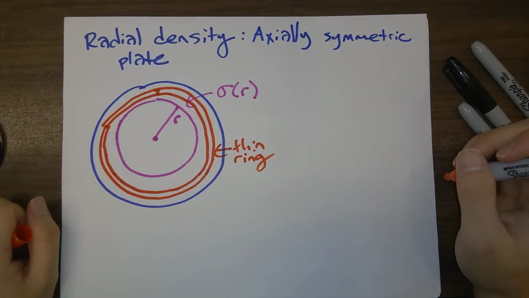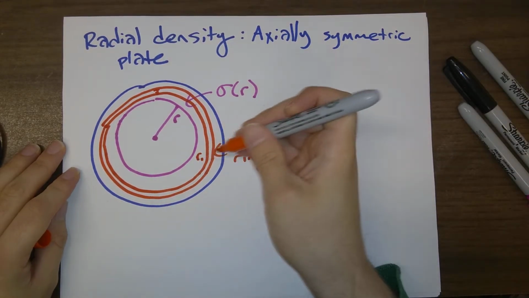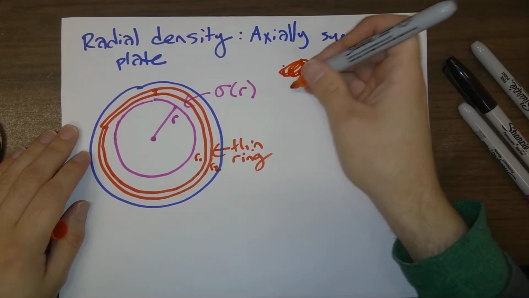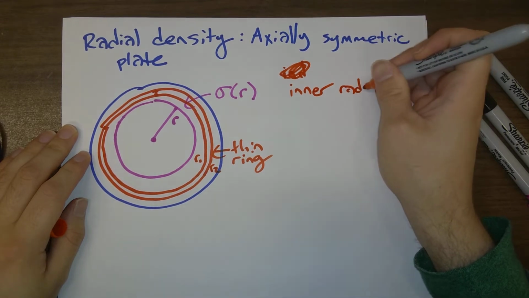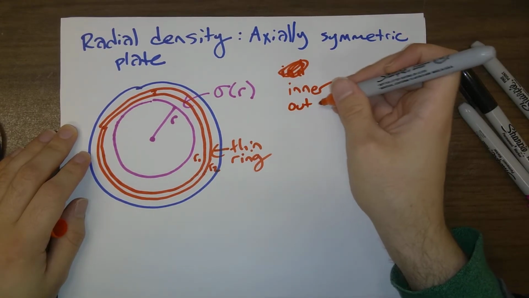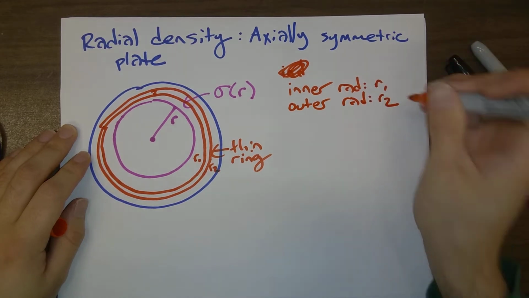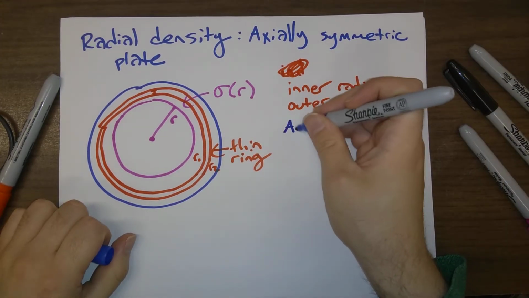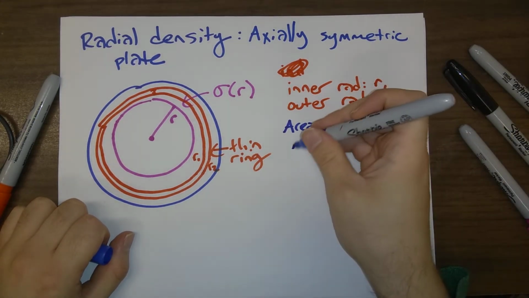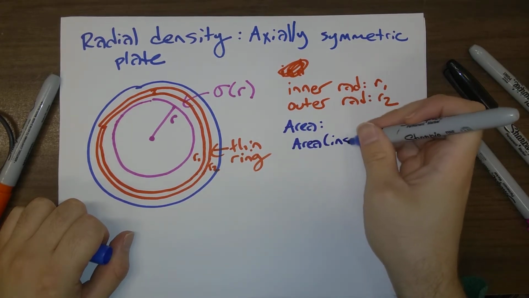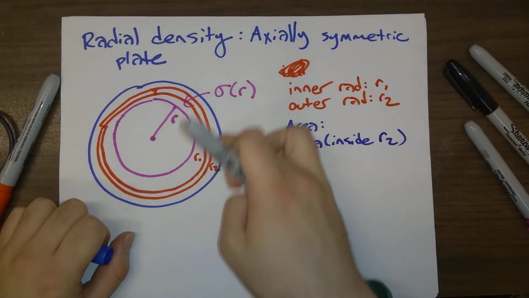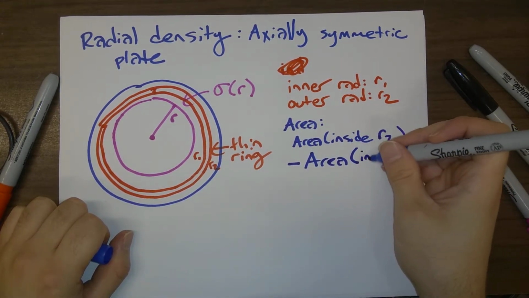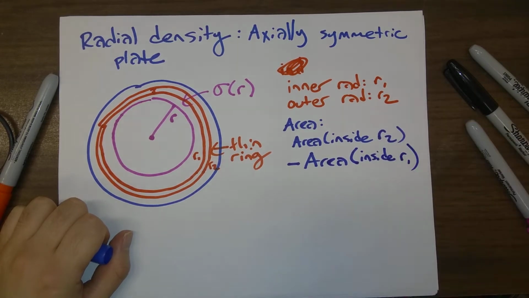Okay, so first question is, what's the area of this thin ring? Let's say that R1 and R2 are the radii: the inner radius is R1, the outer radius is R2. So how we find the area of the thin ring is that we take the area that is inside R2, the outer part of the ring, minus the area that is inside of R1.